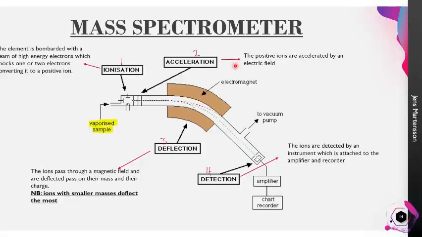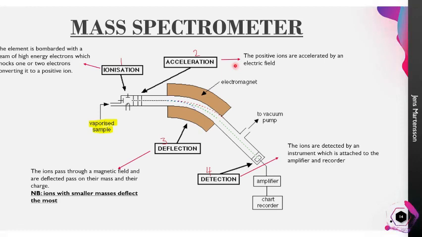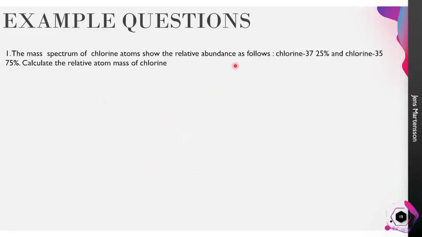So this is where the ions are detected by an instrument which is attached to the amplifier and recorder that we have. So we have our amplifier and our recorder chart here, and when we do this, we see that we get a relative abundance of what was inside of the sample. So what do we do with the values that we've gotten from our mass spectrometer? So this is how we work out the calculations, and this is our example question.